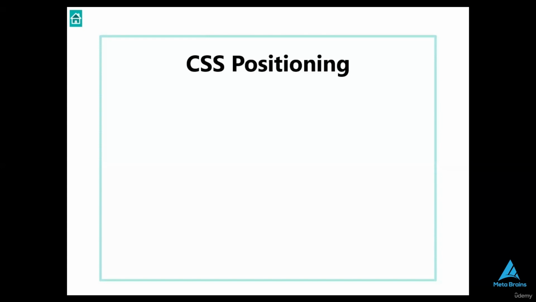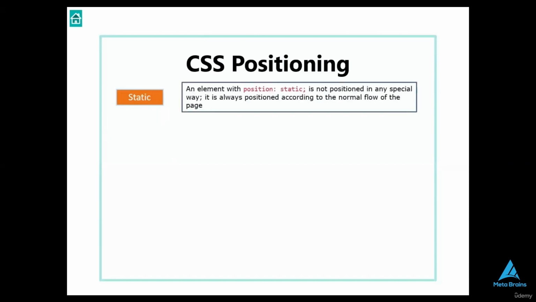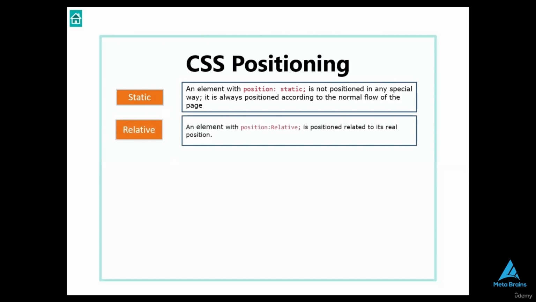All right, so in CSS positioning, first we have the static property. It's not really a property of position, it's the normal flow of position. It does not have any special work, it's the default. Next we have relative, which works relative to the element's real position. It's closely related to static, but there's not much difference between them.